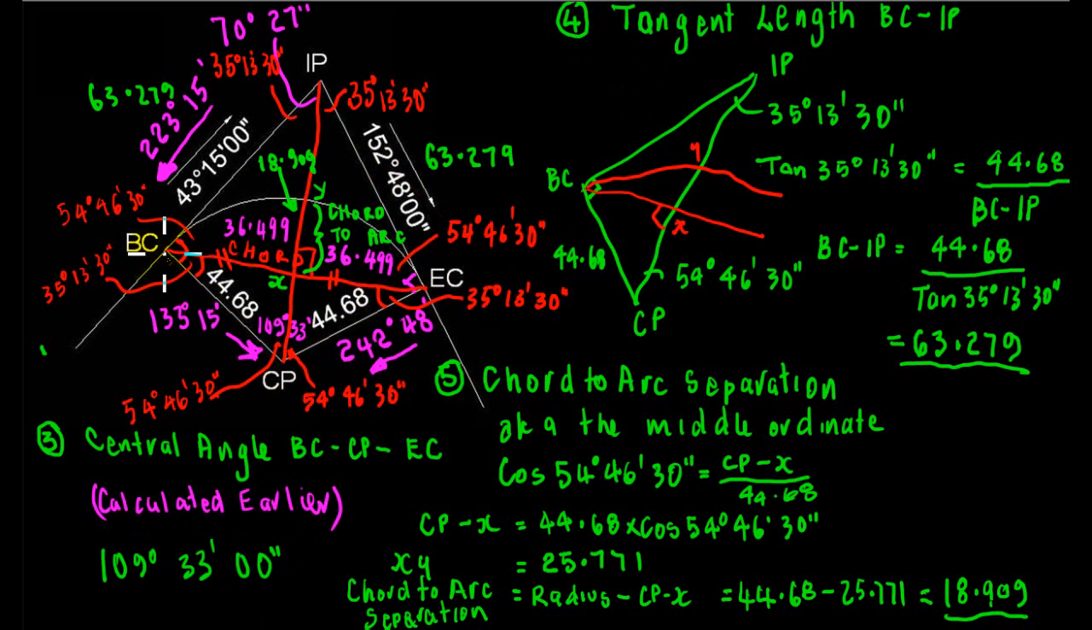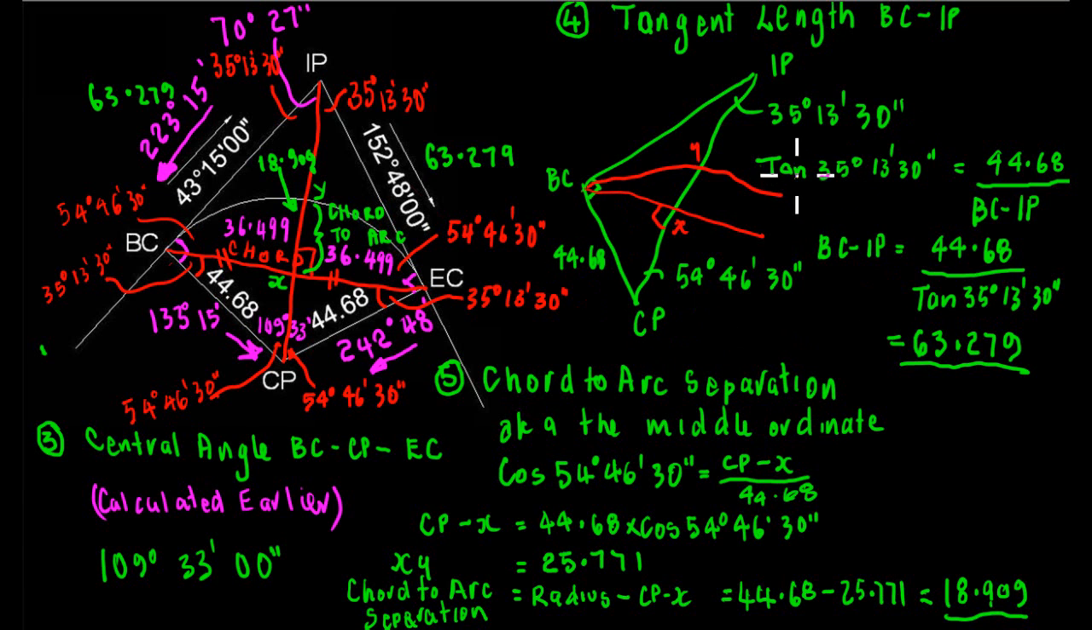Now the tangent length from BC to IP, generally standing for the intersection point of the two tangents, is a common terminology sometimes used. So the tangent length is BC to IP. Just using this triangle here with the right angle in it, that's the BC, CP, IP triangle. I've added the red information to help with the answer to the next step. So I'm just using the green triangle.